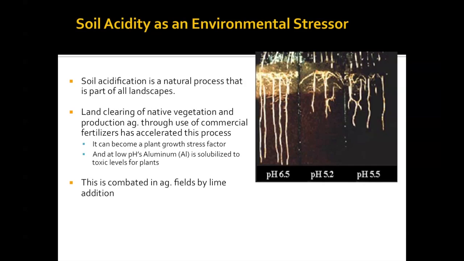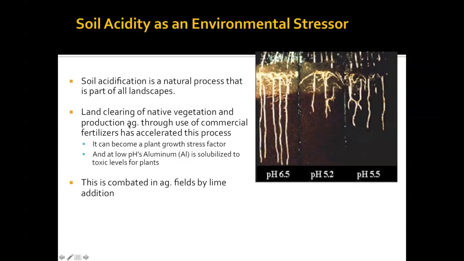So remember that soil acidification by and large is a natural process. Remember eudic soils or eudalfs in the southeast are going to be naturally slightly more acidic as a function of the weathering. But we aid the acidification process a little bit through things like land clearing of native vegetation. Production agriculture contributes to it mainly because of the addition of commercial nitrogen in the form of ammonium. And it can become a plant growth stress factor.